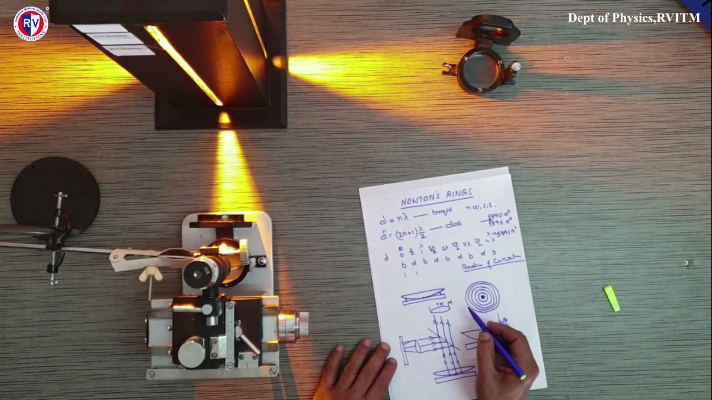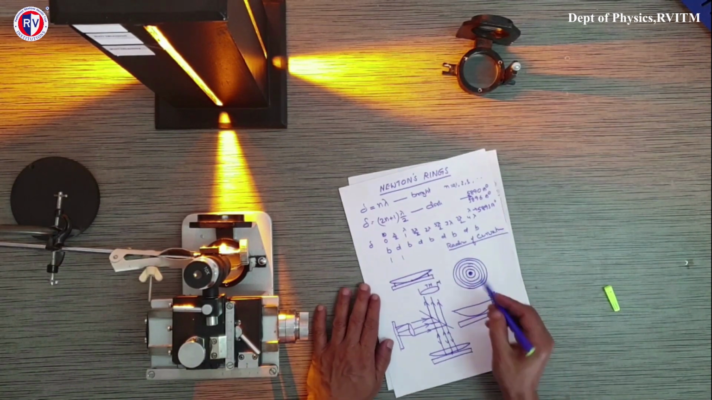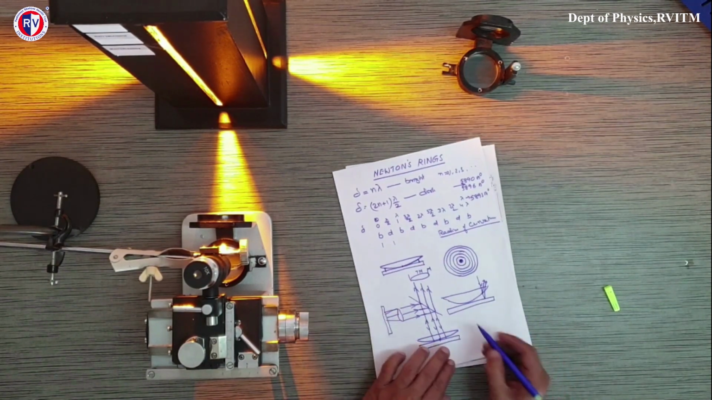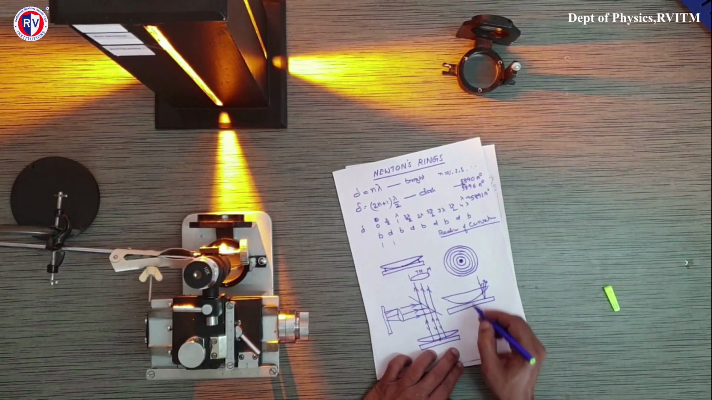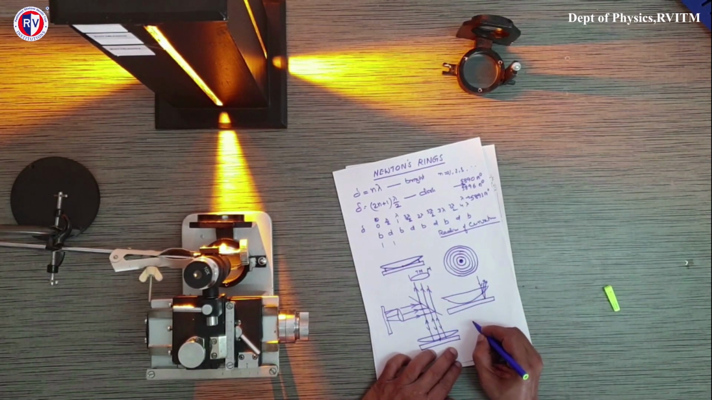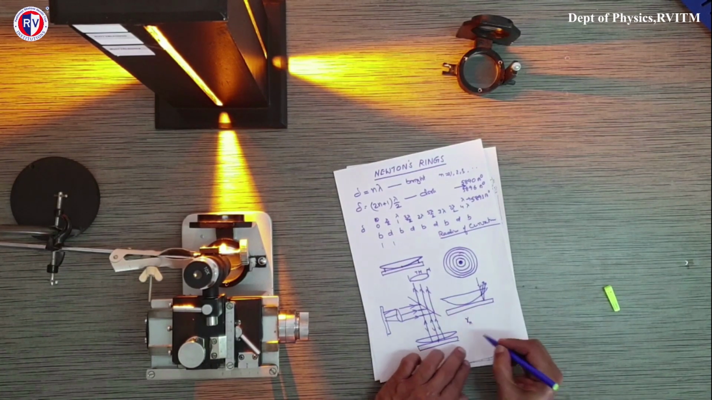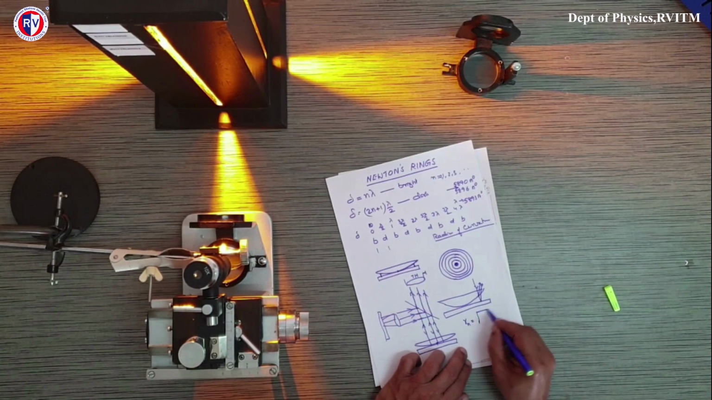So we are going to take the diameter. In this case, when the rings are formed, for the diameter of any ring, you can write the equation for the radius of a specific ring: the radius of the nth ring, dark or bright, will be equal to root of n R lambda.